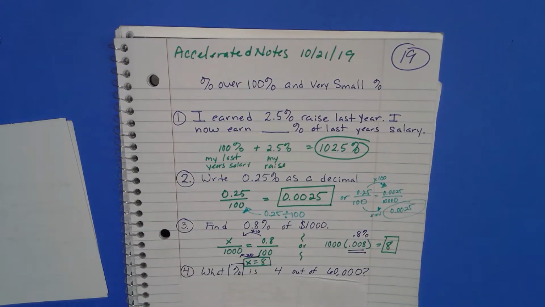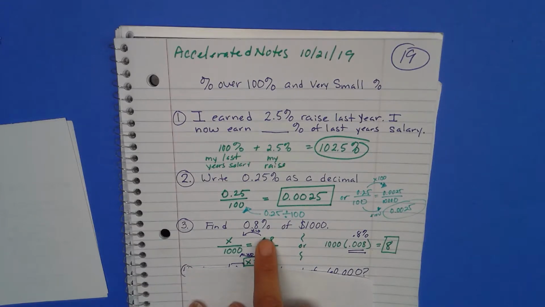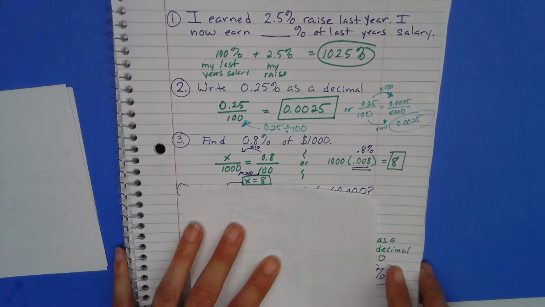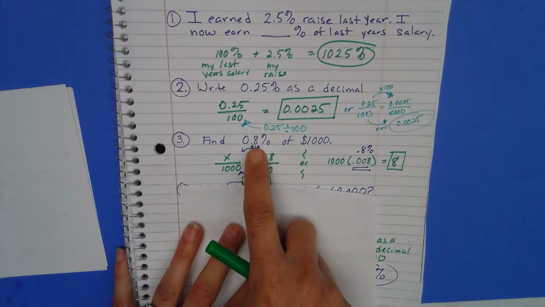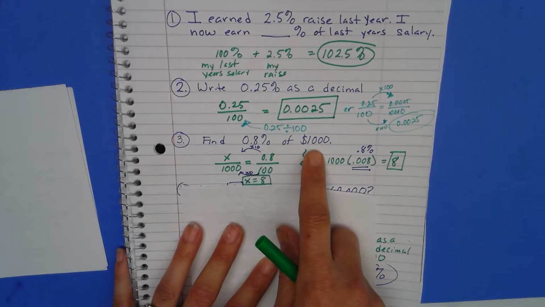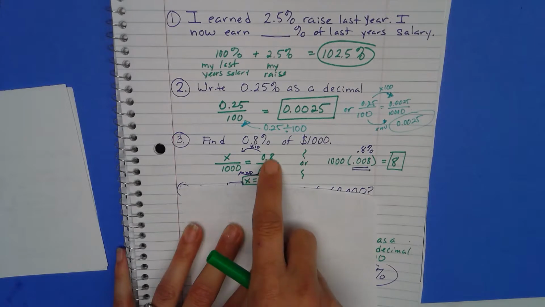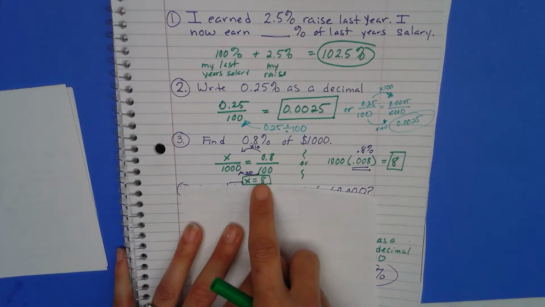These are done exactly like last chapter. It's just that your answers are going to be small and large. Let me move that up a little bit. Find less than 1% of 1,000. So this is 8/10ths of a percent. 8/10ths out of 100. Percents are out of 100. So whatever I do to the bottom, I need to do to the top. That would give me 8.